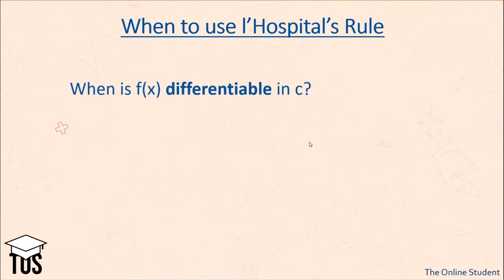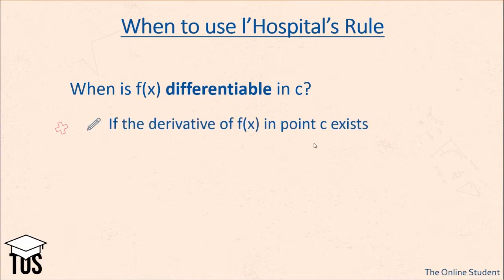You might be wondering, or just may have forgotten, when is a function differentiable? Well, the function is differentiable in point c if the derivative of this function in point c exists. This means that the limit as x approaches c of the derivative of the function coming from the left, and this is indicated with the minus sign here, is equal to the limit as x approaches c of the derivative of the function from the right, and this is indicated by the plus sign.